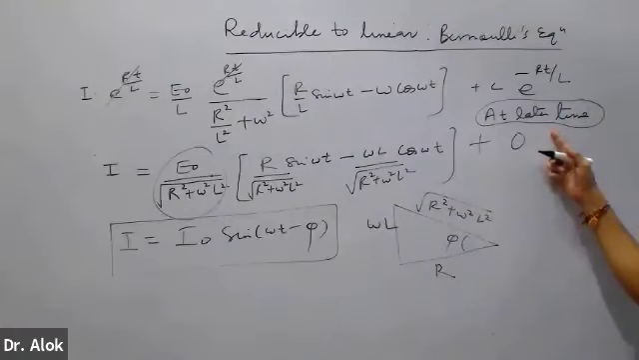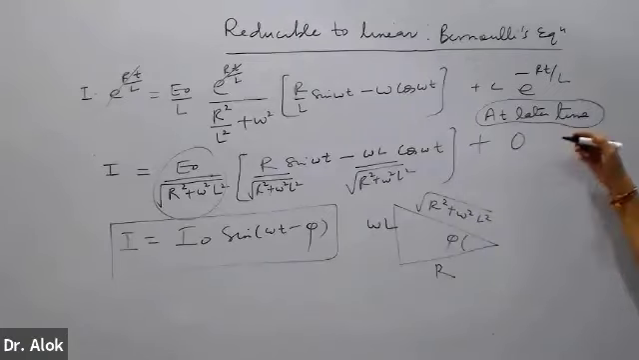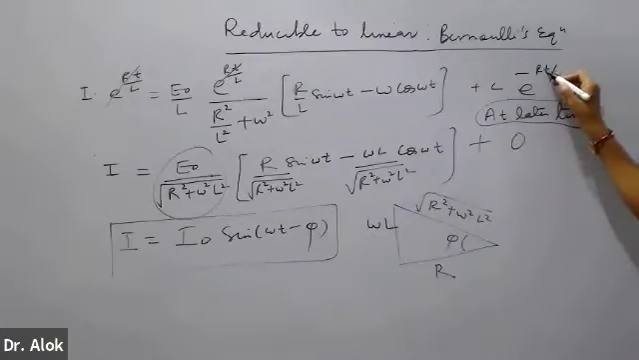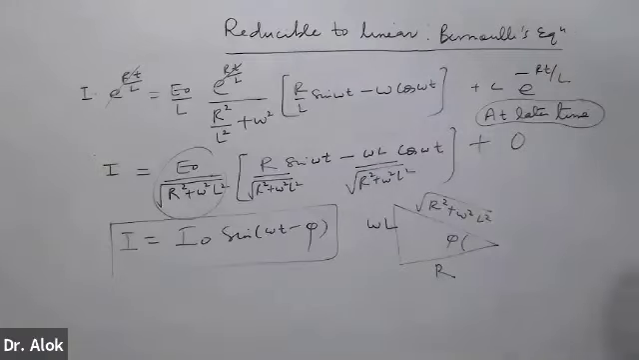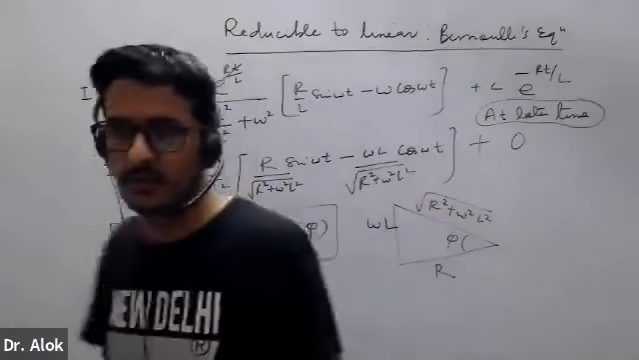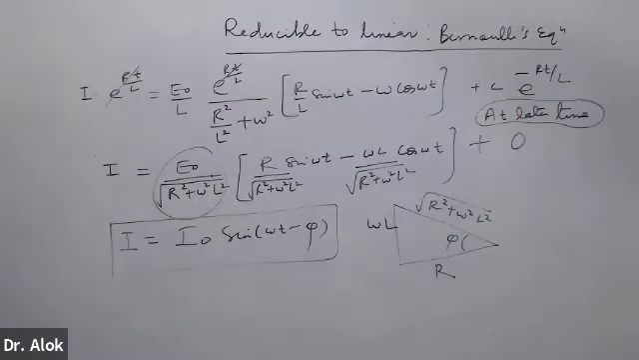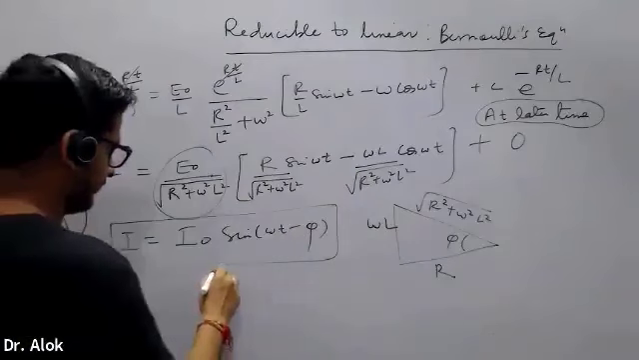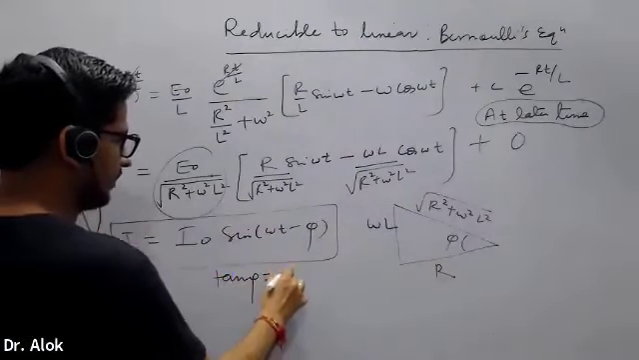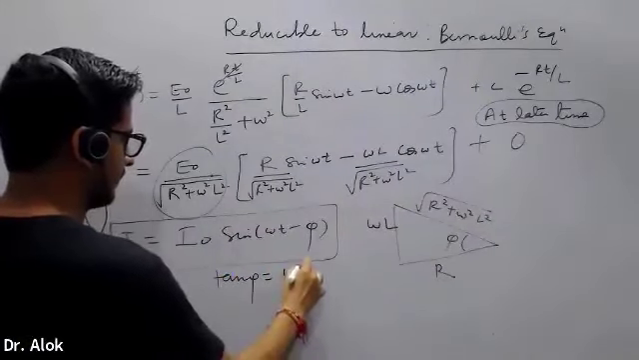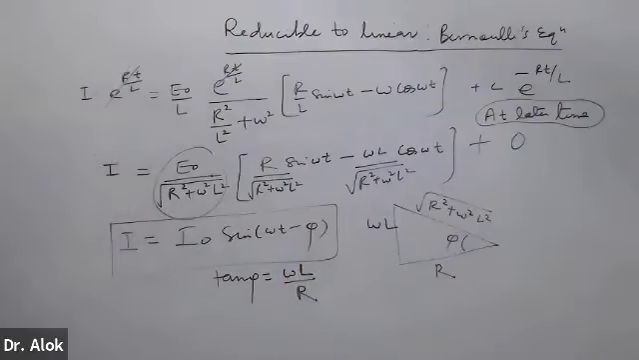So what does it mean at a later time? t tends to large, so if t is large, this term will become very small. If you don't want that, then you have to carry that. And what is the value of this phi? Tan of phi is equal to omega L by R. So these are all completely mathematical things, just requiring a mathematical hand to do it, nothing more.